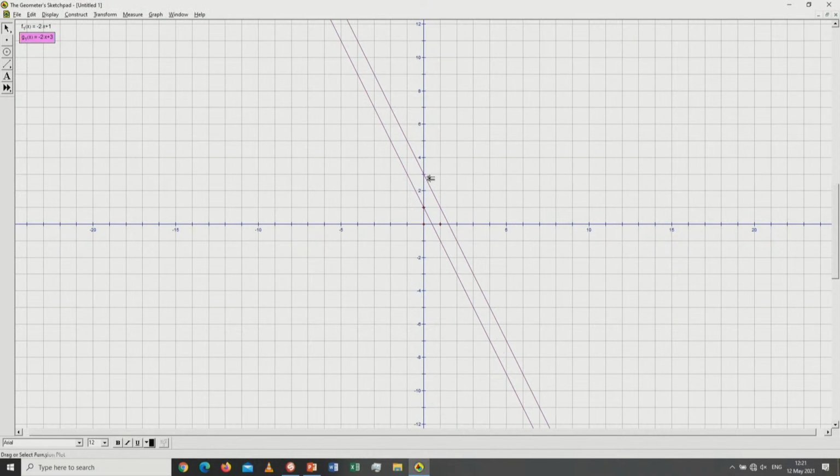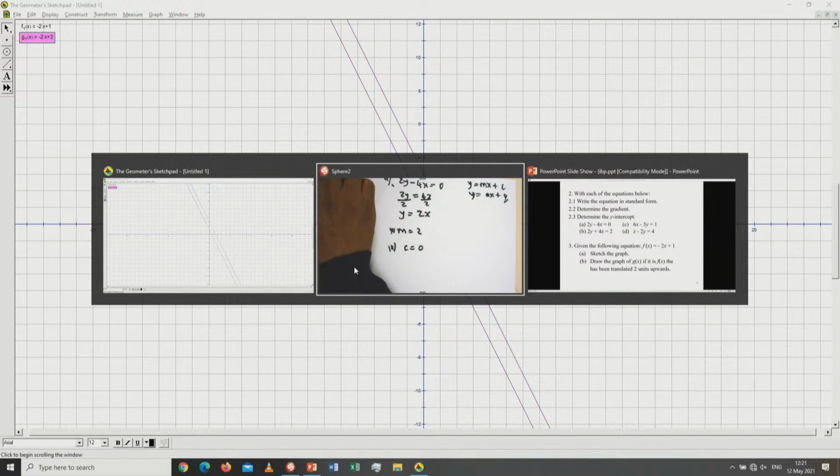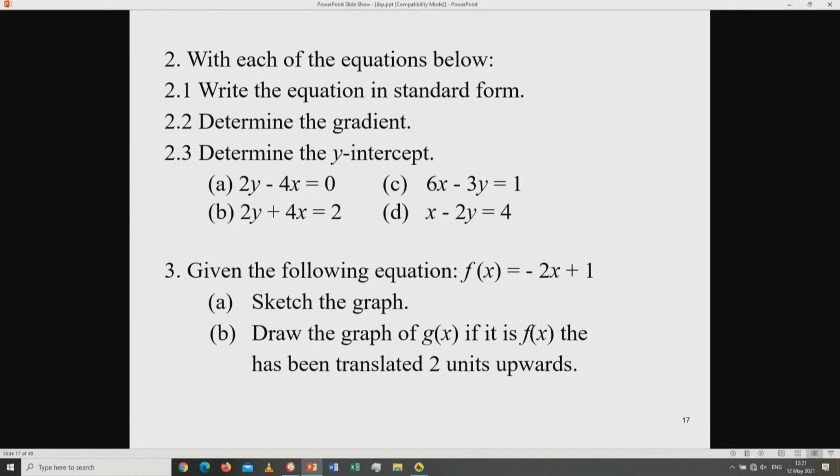Here we are. Can you see now the graph touches the y-axis at 3. The graph shifted 2 units up. Please make sure that at the end of the day, when you sketch that graph of g, you must be getting something like what I am having.